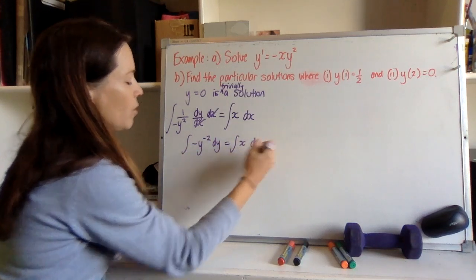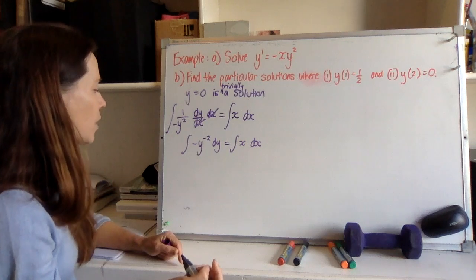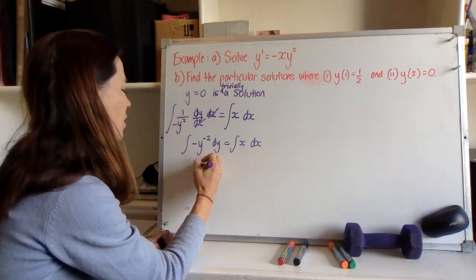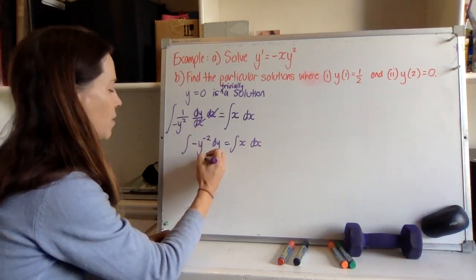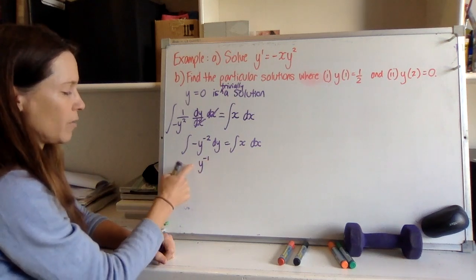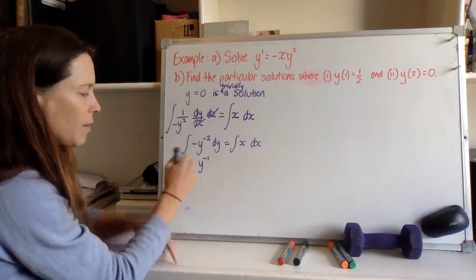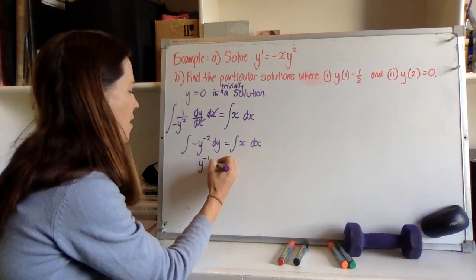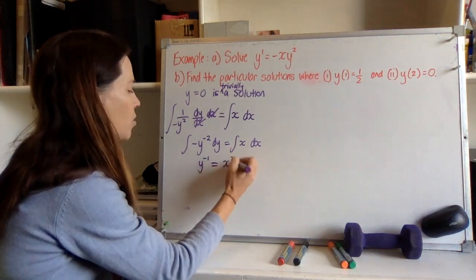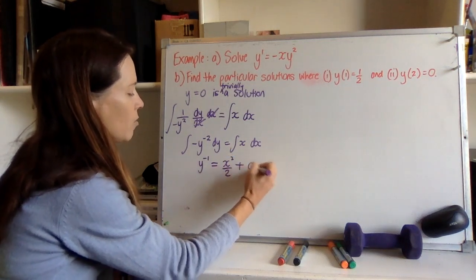And of course, the integral on this side is always going to be very simple. So then over here, we're going to increase the power by 1, divide by the new power, and dividing by a negative when we already had a negative there, we'll cancel that negative out. And then on this side, we've got x squared over 2 plus our constant.